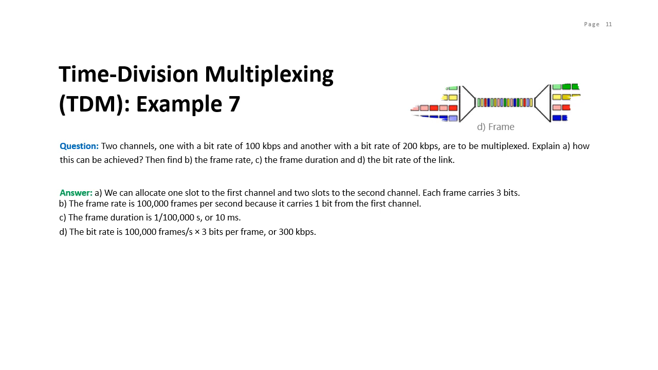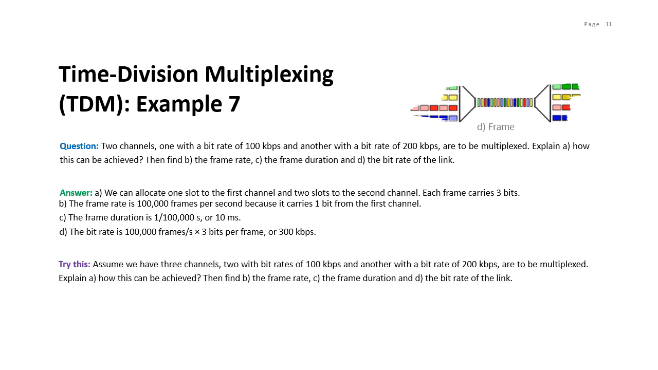So the frames will cancel out and you will be left with 300 kilobits per second. Note that because each frame carries one bit from the first channel, the bit rate for the first channel is preserved. The bit rate for the second channel is also preserved because each frame carries 2 bits from the second channel. Now I want you to try this yourself and see if you can get the answer.